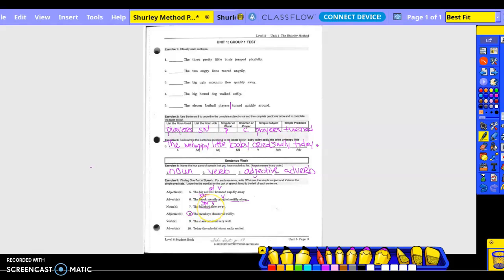Okay, 8, 9, and 10 will be for homework. Okay, so in 8, you need to underline one thing. Don't forget, article adjectives are still considered an adjective, right? For the verbs one, you're going to underline one thing. And for the adverbs, you're going to underline two things.